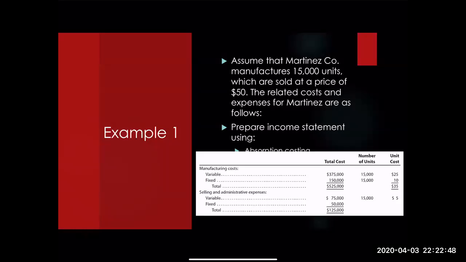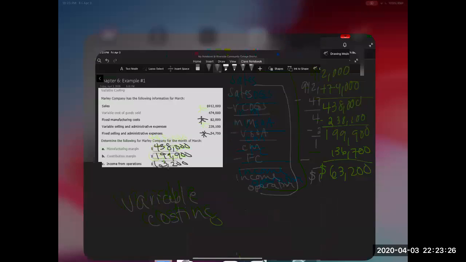So in example number one, if you're following along with the handout, here's our first real example, right? And it says, assume that Martinez Company manufactures 15,000 units, which are sold at a price of $50 per unit. The related costs and expenses for Martinez are as follows. So it's asking us to prepare an income statement using absorption costing and variable costing. Variable costing is a little hidden, but no worries, we can still tackle this. So I'm going to switch applications to make this a little bit easier to go through, okay?